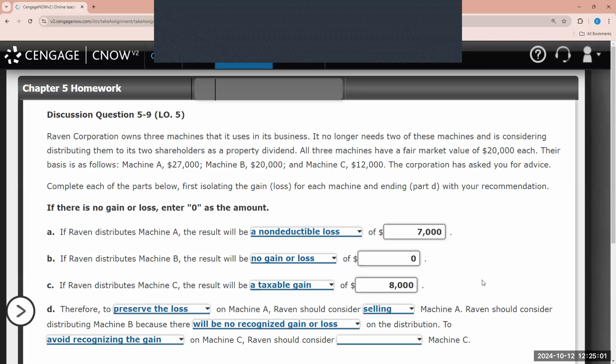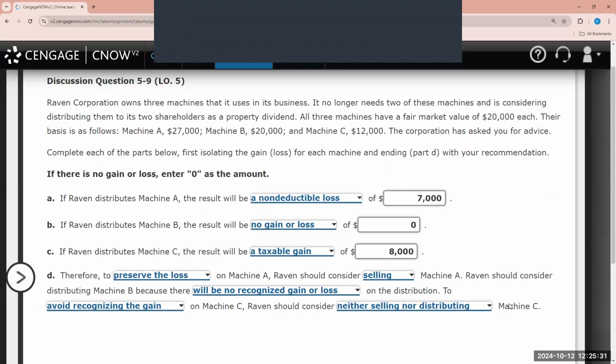So as mentioned, when there's property dividends, the effect on a corporation is that for appreciated property, a taxable gain is going to be recognized, but for losses, as we see in scenario A, losses are not recognized. So in order to avoid recognizing a gain on machine C, Raven should consider neither selling nor distributing machine C, so that way they don't have to pay any taxes on the gain.